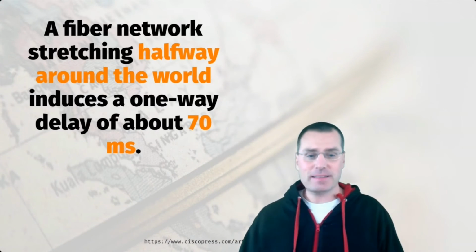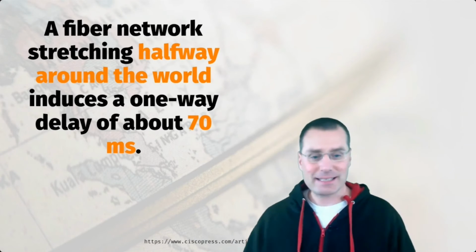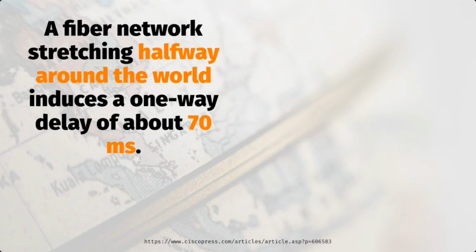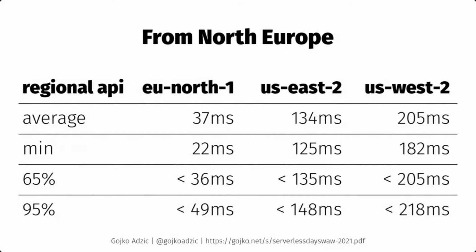And the interesting thing is to consider, well, how does this affect our deployments? And if you look at, for example, requests from Europe to the US, I ran a couple of tests, and with the regional API that turns out to be even faster than the edge one, I ran a test from North Europe, deploying the same API to North Europe, to East Coast US, and to West Coast US. And you can see the results here.